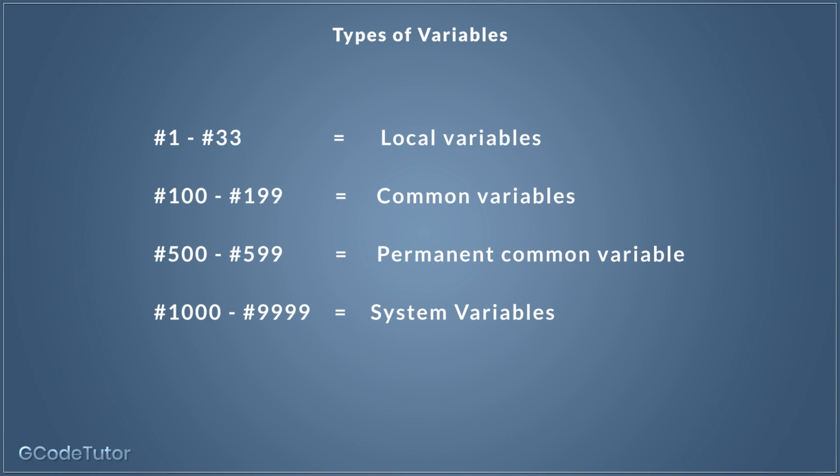Now system variables allow you to determine and set machine information. This would include things such as the machine's position, work and tool offsets, and we can also read current G codes, M codes, speeds and feeds, and offset codes. There are also system variables for programming inputs and outputs that we may need to use.